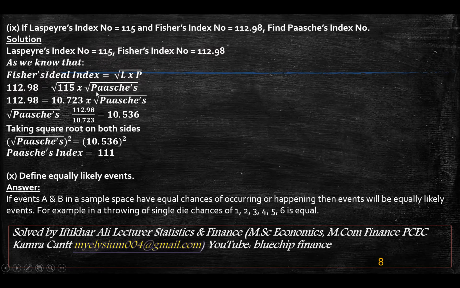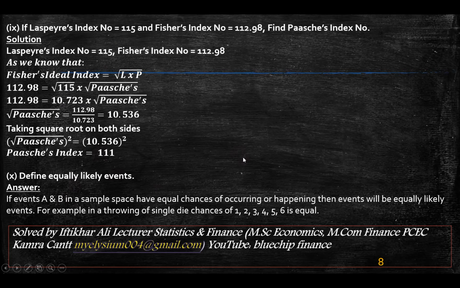So take the square root of 115, multiplied by the square root of Paasche's index. After taking the square root, 10.723, when it goes to the other side of the equation, it will be divided by 112.98. So the square root of Paasche's index will be equal to 12.536. Now take the square on both sides to cancel this square root. So Paasche's index will be 111.